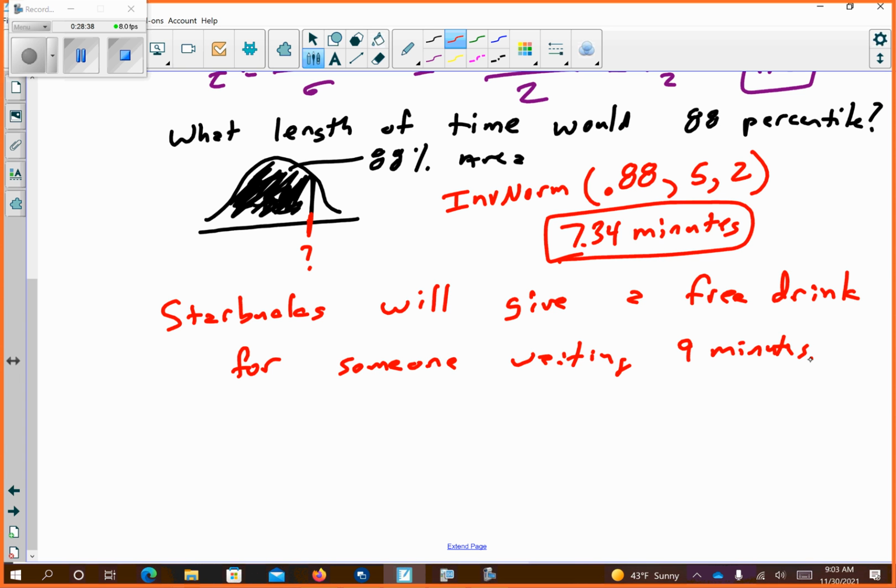All right, so now let me ask you this. How am I going to figure out, what did I say the mean was? 5 and 2. So mean and standard deviation. So Starbucks will give a free drink for someone waiting more than 9 minutes. So if we think on a normal curve, you're basically talking about these people over here. Okay? How do you want to do this type of problem?